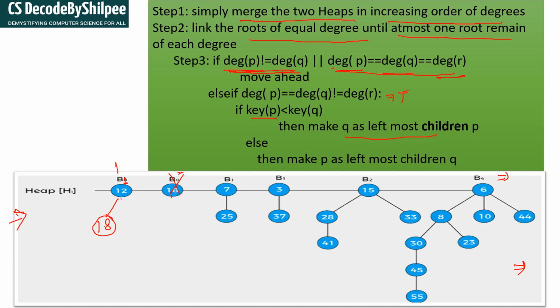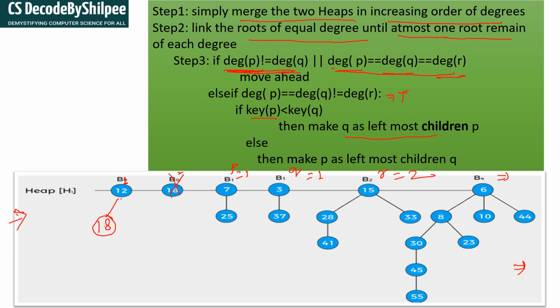Because we have to perform right shift now, if all degrees are the same, then perform right shift. So now this becomes P, this becomes P, this becomes Q, and this becomes R. So P value is what? 1, and Q value is what? 1, R value is what? 2. Now check which condition is true.